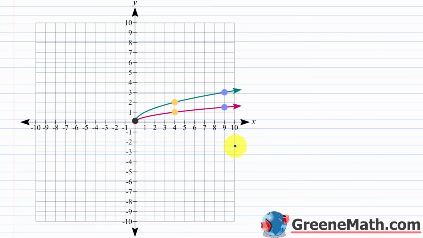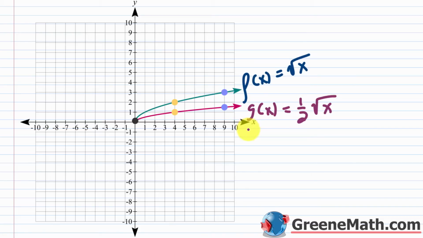Again, if you want to come to the graph, this guy in green, this is going to be our f of x is equal to the square root of x. And then this guy in red, this is going to be our g of x is equal to 1/2 times the square root of x. In other words, it is 1/2 times f of x. And again, for a given x value, the y value has now been divided by 2 or multiplied by half.